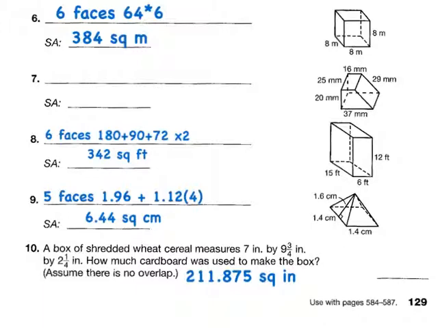And number 9, there are 5 faces. One is a square, and then the other ones are triangles, and the surface area is 6.44 square centimeters. This is a square base pyramid. Number 10, the answer is 211.875 square inches.